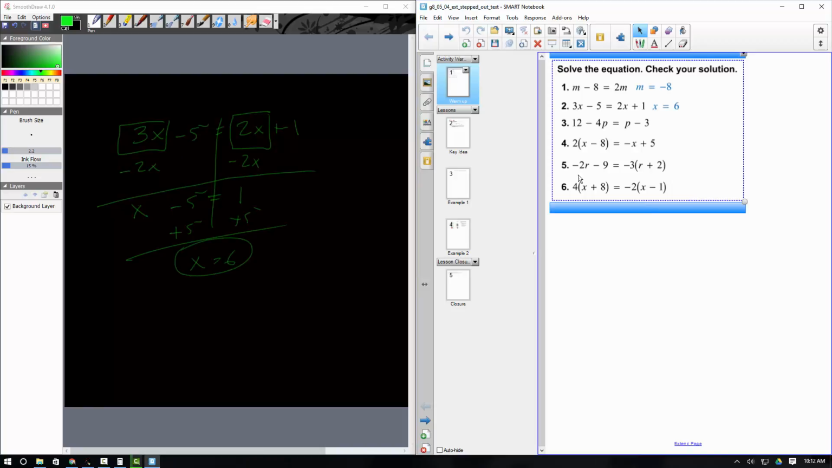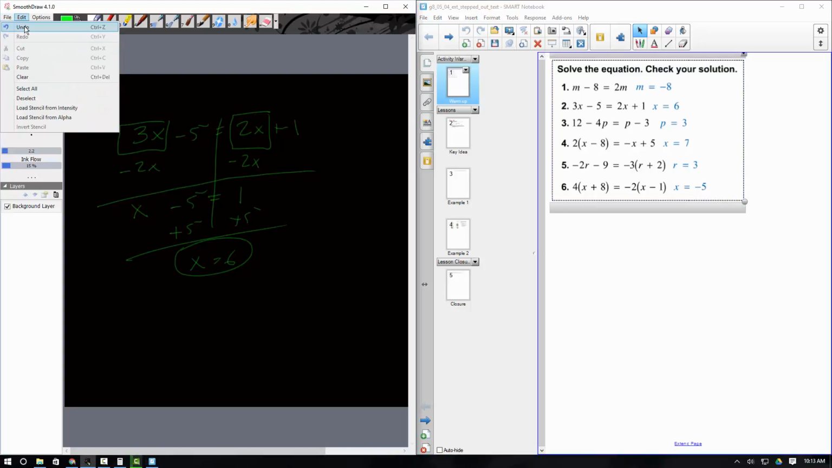All right, we just keep on doing this. Then you'll distribute and so on. So pause the video, try to solve these. All right, so here we go. We have p equals 3, x equals 7, r equals 3, and x equals negative 5.